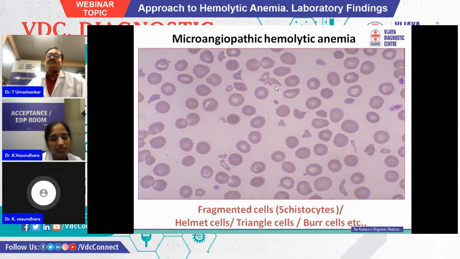At least more than 3 per 5,000 cells should be there to tell that the schistocytes are significant. Occasional schistocytes don't have significance. At least more than 3 per 5,000 cells should be there to call the schistocytes significant in number. And at least 1 to 3 spikes should be there on the surface of the RBC.